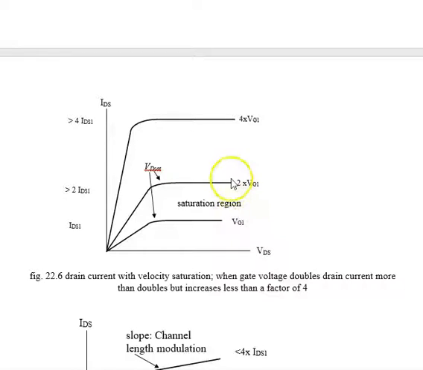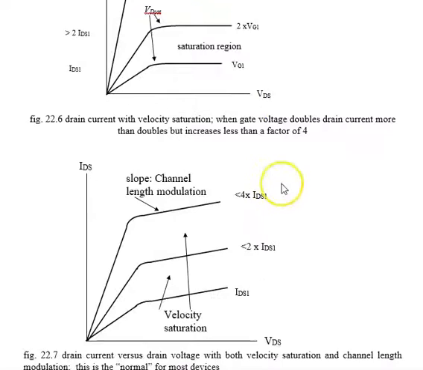So when we double VG1, we get less than the square law. And if we combine that with channel length modulation, we have a situation where we don't get square law and we do have the slope. So this is a modern day device which has both channel length modulation, which is to say it has slope, and it has velocity saturation because we do not have a square law.